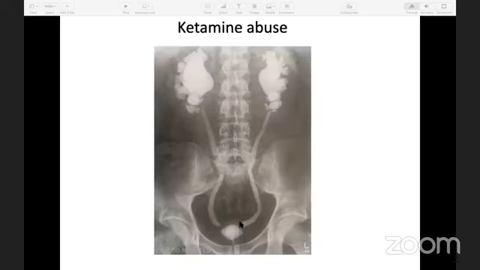Bilateral vesicoureteric junction obstruction, small capacity bladder, probably ketamine abuse. This is quite common in Western countries, but rarely it has been reported from other parts of the world also. And it is easily mistaken for GUTB because of high prevalence of tuberculosis in our country.